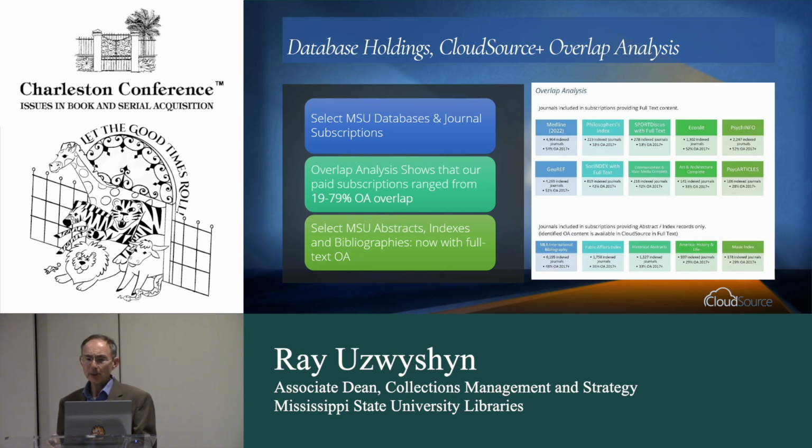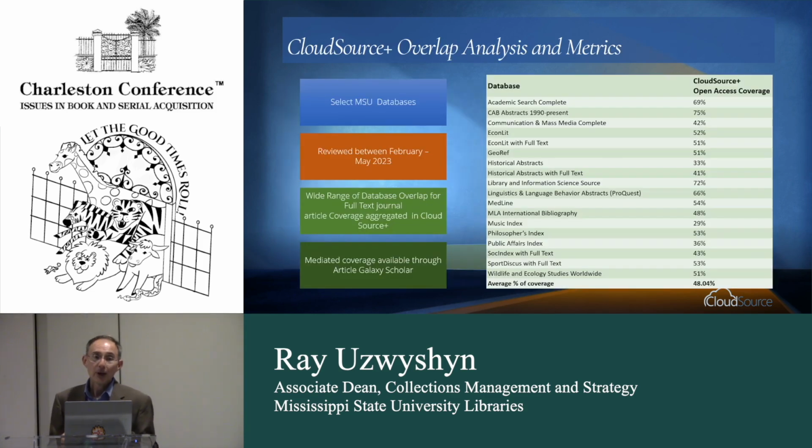selected to evaluate February to May of this year, you could see there was between a 19 to 79% overlap. You can imagine if you actually have a 79% overlap in the database, what you're really paying for is only 20% of paid material. The other 80% is open access. So this CloudSource Plus overlap analysis and metrics comes in various views.